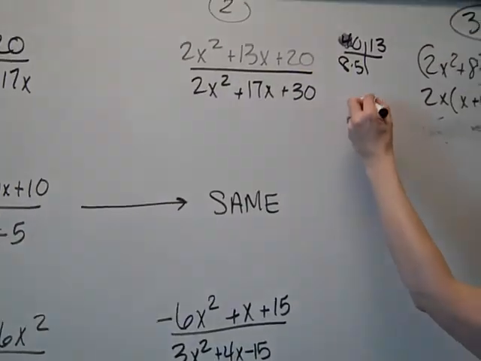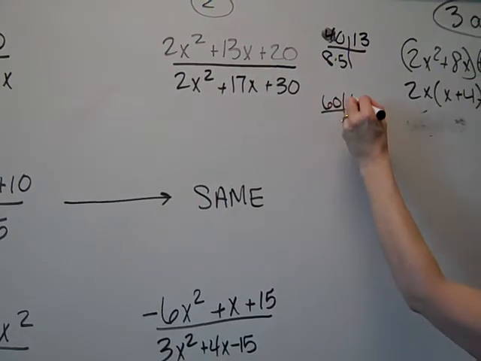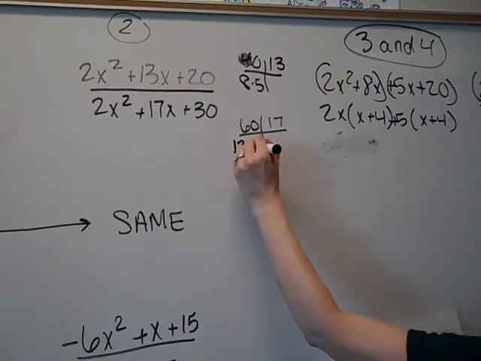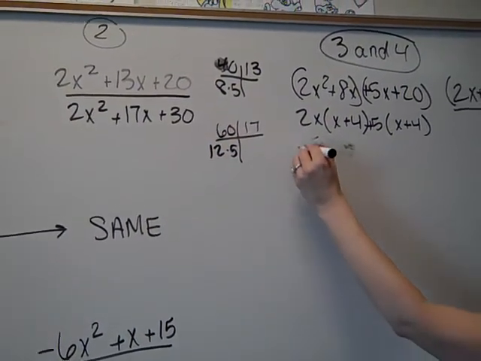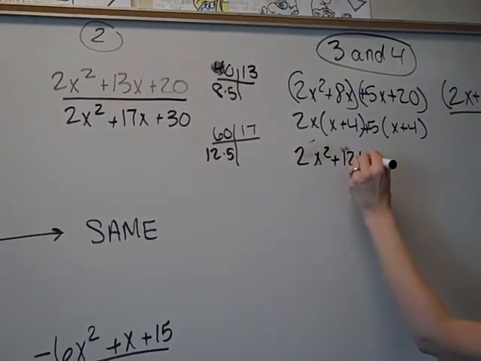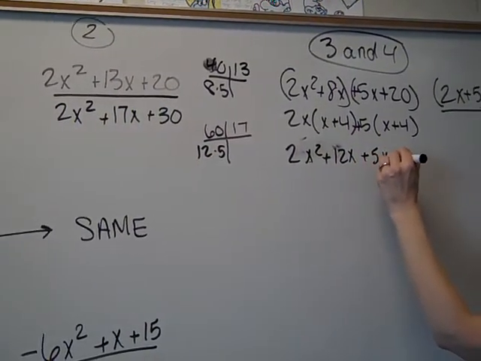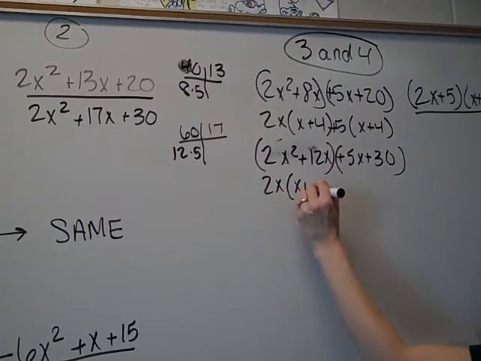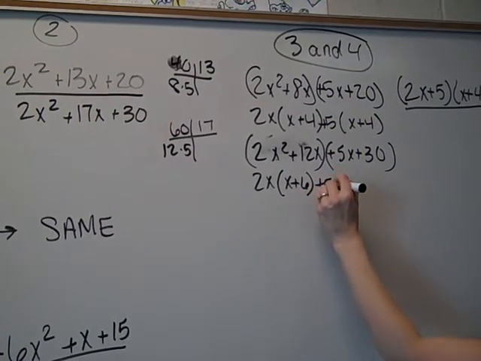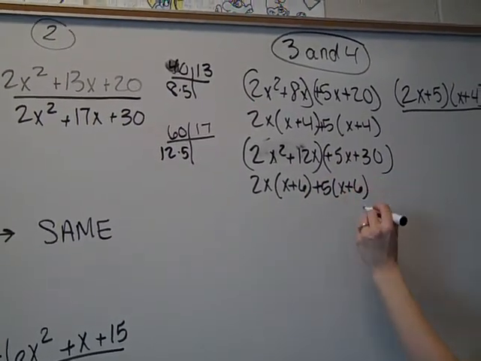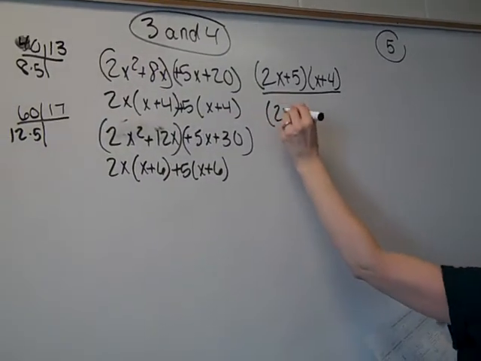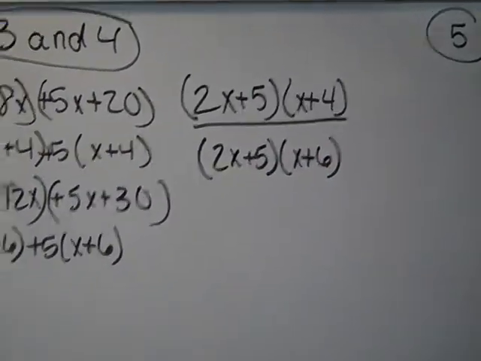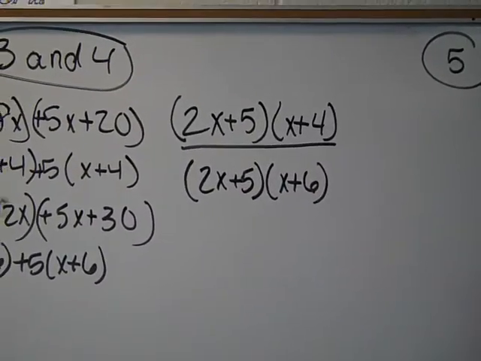Now I'm going to do the bottom part. What multiplies to give me 60 but adds to give me 17? That would be 12 and 5, I believe it came up with. So that goes 2x squared plus 12x plus 5x plus 30. Group. This has a 2x. This has a 5. So the bottom will factor into 2x plus 5 times x plus 6. A lot of work to do, and we're still not done.